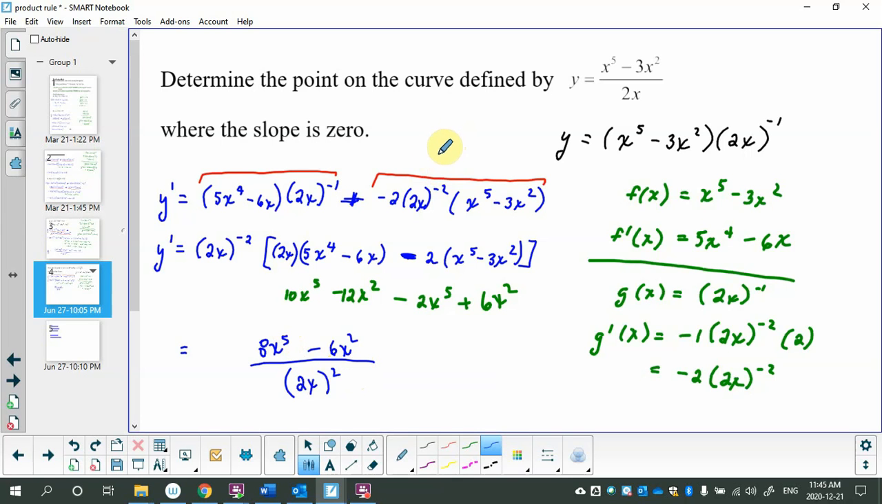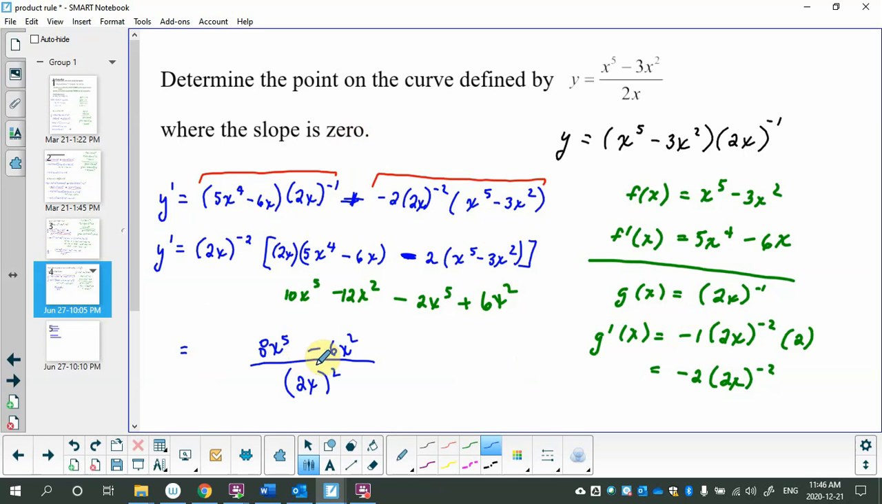question. So it says, determine the point on the curve defined by, so here's our curve, our rational function that you can graph using everything you learned in advanced functions, the vertical asymptote tests, the horizontal asymptote tests, the oblique asymptote, or you could have done the derivative using limits, which would have been worse than this. But it says where the slope is 0.